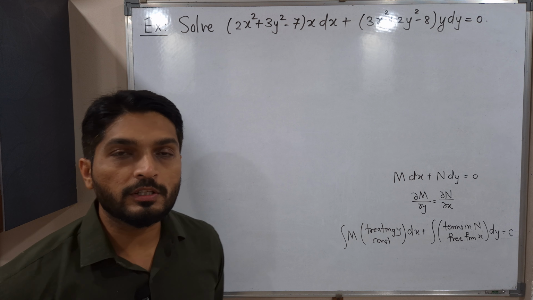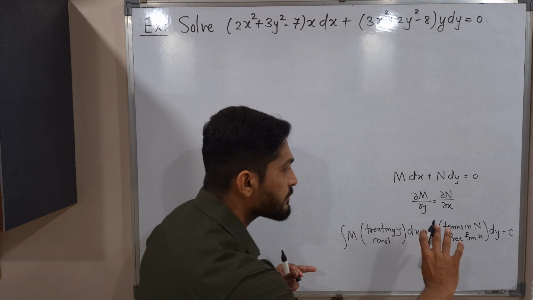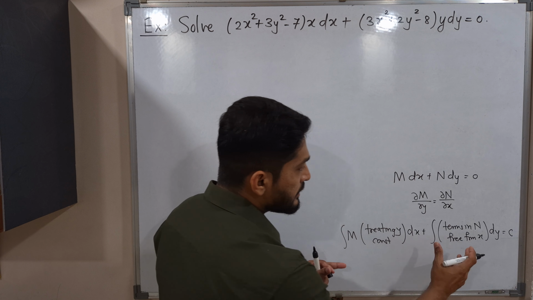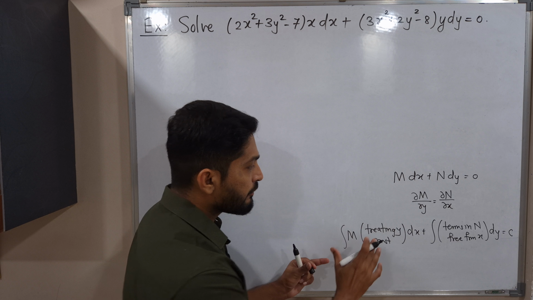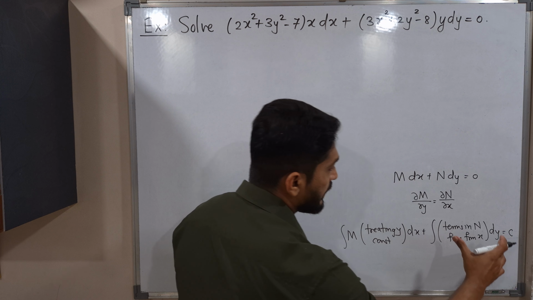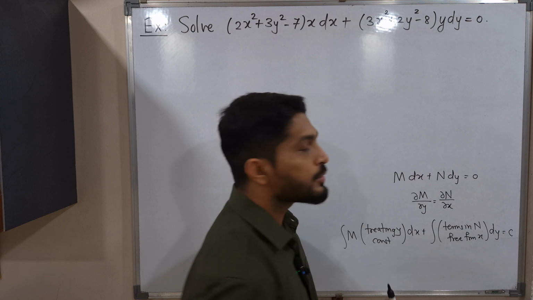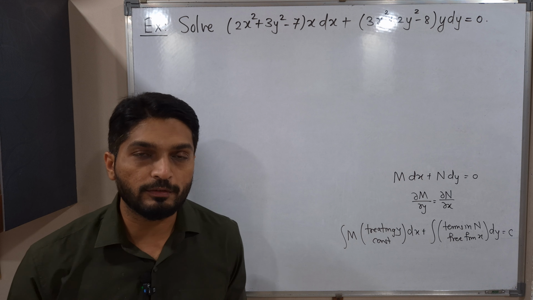If the given differential equation is exact, we have this fixed formula to find its solution. This formula contains just two integrations. We have to find the value of the first integral, then the value of the second integral, and then we add them and equate to c. That will be the solution of the exact differential equation.